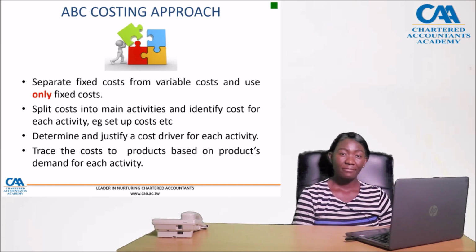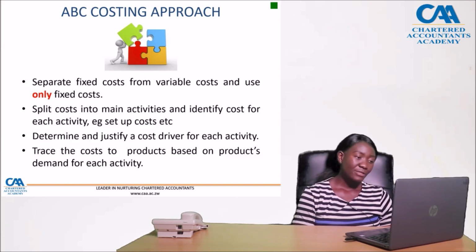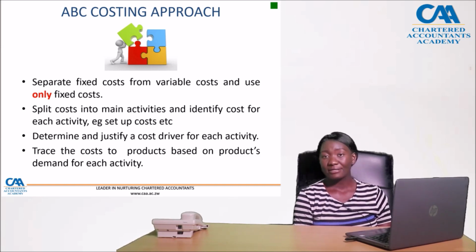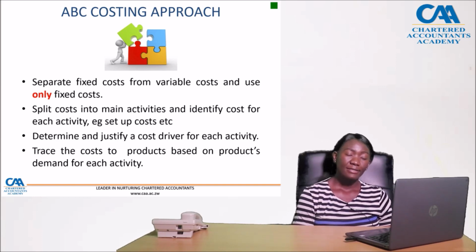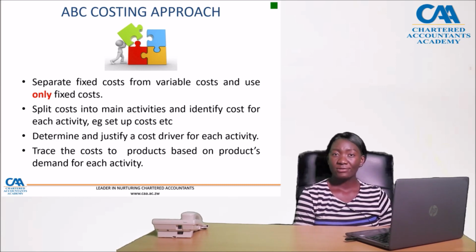use only fixed costs. Remember the difference between traditional absorption costing and variable costing. And activity costing is the treatment of fixed overheads. So if I distinguish my fixed overheads, I split the cost into many activities, identify cost for each activity, and I determine and justify a cost driver for each activity. My justification for a cost driver comes from my activity analysis. From there, I can be able to trace the cost to products based on the product's demand for each activity.